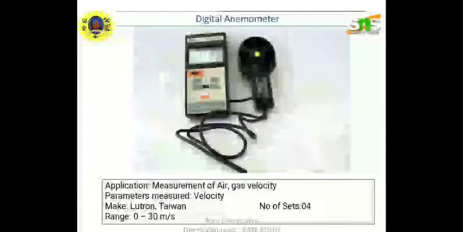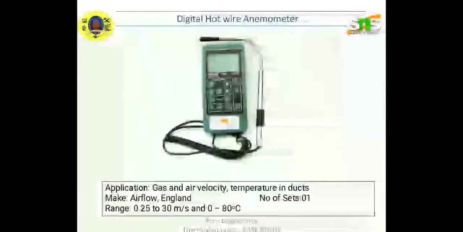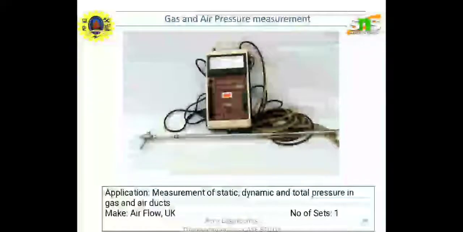It's the digital anemometer. It's made by Lutron, Taiwan. Its range is 0 to 30 meter per second. Application is measurement of air and gas velocity. Anemometer it is. It's the digital hot wire anemometer. Its application is gas and air velocity measurement. It is made in England, and the range is 0.25 to 30 meter per second. It's a gas and air pressure measurement. It measures static, dynamic, and total pressure in gas and air ducts.